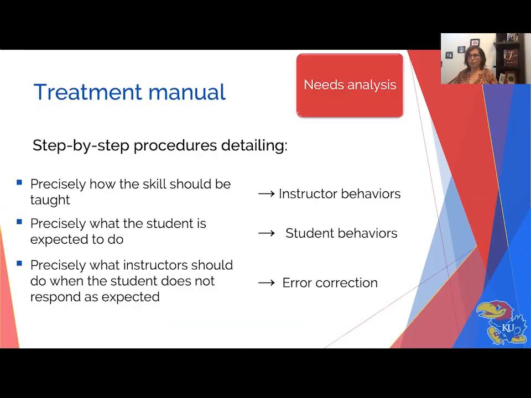So what about teaching procedures? Well, the CBC model emphasizes that everyone on the team should be using the same procedures when working on the same goal with the same student. So when everyone is supposed to do the same thing, they benefit from what's known as a procedural manual or a treatment manual. And a manual should include at least 3 components: how to teach the skill, so the instructor behaviors, what the student is expected to do, so the student behaviors, and then what to do when the student doesn't respond as expected. And these are known as error correction procedures.